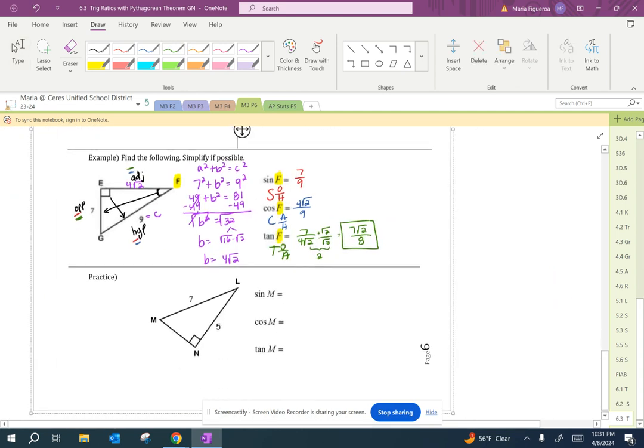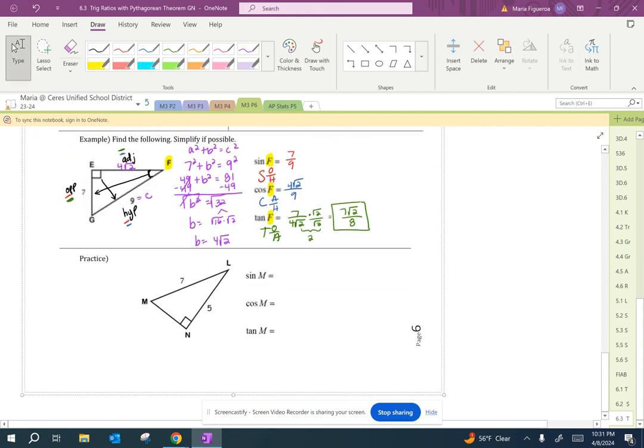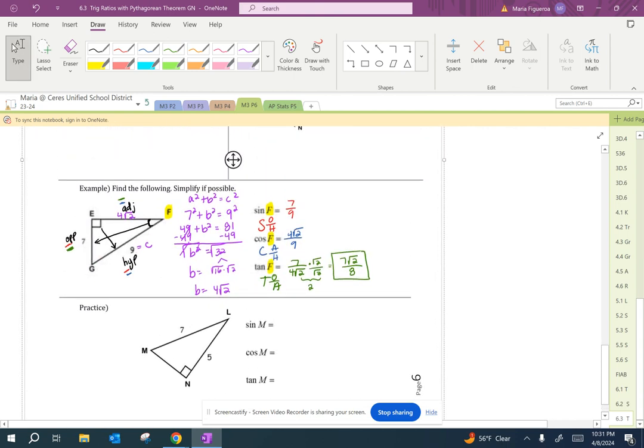Okay. And you guys can go ahead and do the last practice problem. And then once you're ready, then you guys can do the assignment.